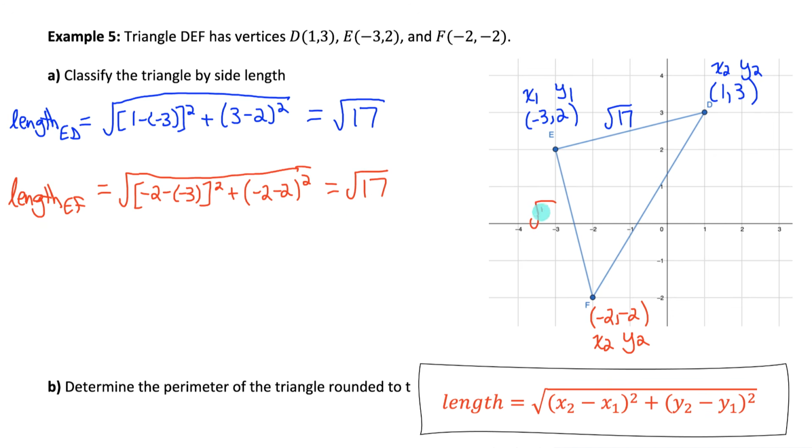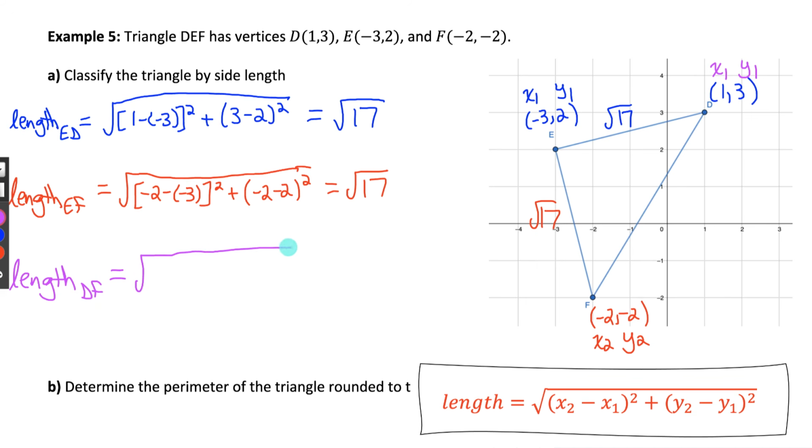So those two side lengths are the same. So this triangle is not scalene, it's either isosceles or equilateral. That will depend on what the length of line segment DF is. For line segment DF, I suppose D should be my first point. So I'll have to change those labels to make this x1, y1. And I already have F labeled x2, y2.